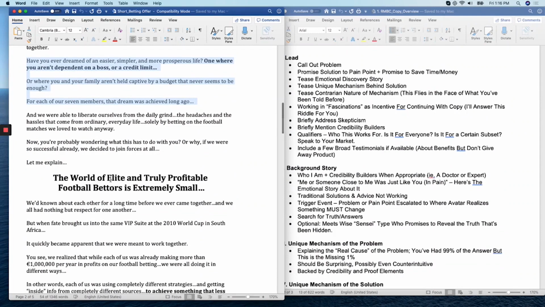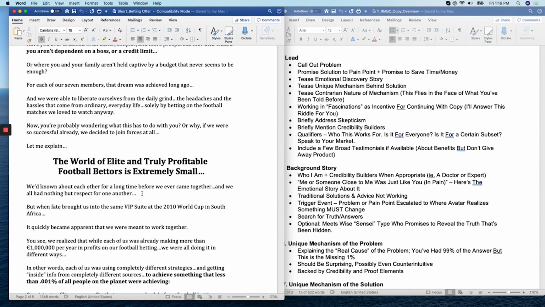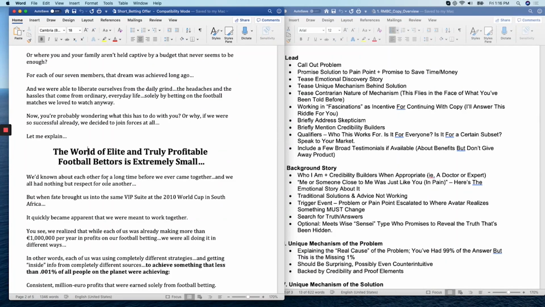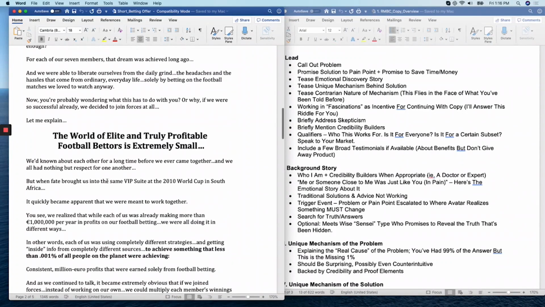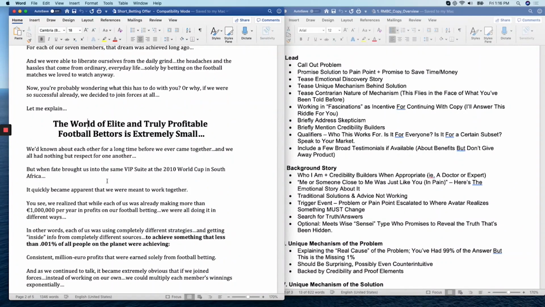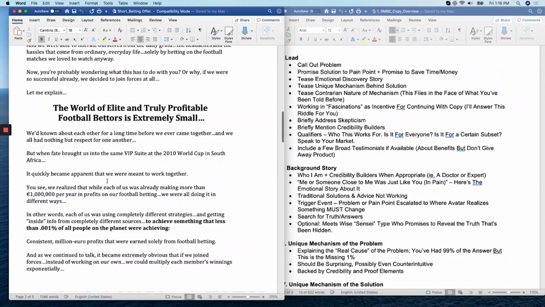The road of elite and truly profitable football bettors is extremely small. We'd known about each other for a long time before we ever came together, and we all had nothing but respect for one another. But when fate brought us into the same VIP suite of the 2010 World Cup in South Africa, it quickly became apparent that we were meant to work together. You see, we realized that while each of us was already making more than €1 million per year in profits on our football betting, we were all doing it in different ways.